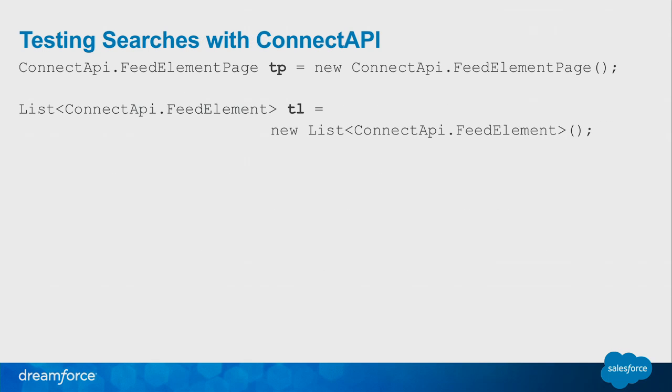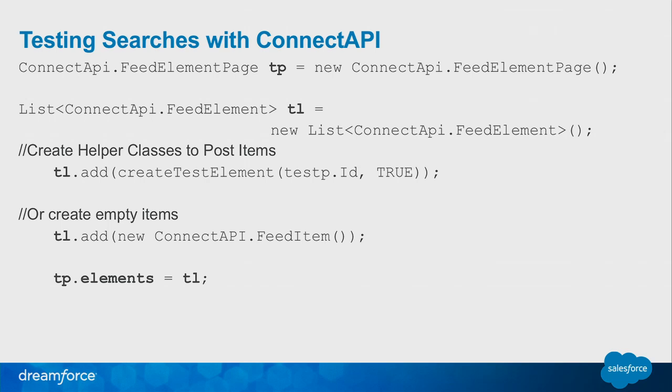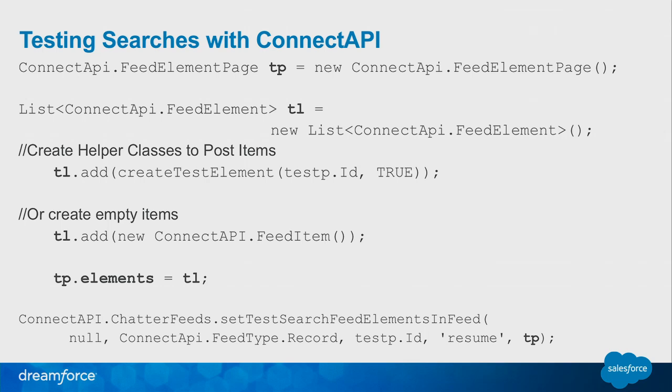We create a generic feed element page. We create a list of feed elements. And then, again, we can use a helper class, same theme. In case we create a test element that's in the sample code, we create that, or we can just create empty generic ones. We add them into our list of elements, and then we set the test search feed elements, and it's expecting to receive the feed element page at the top, because a search returns a page, so you need to create that page in order for that search to work.